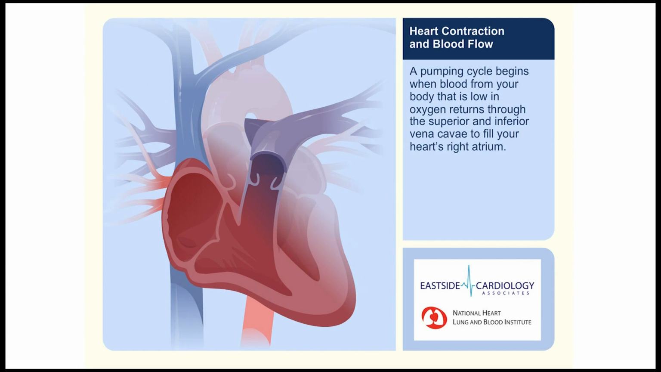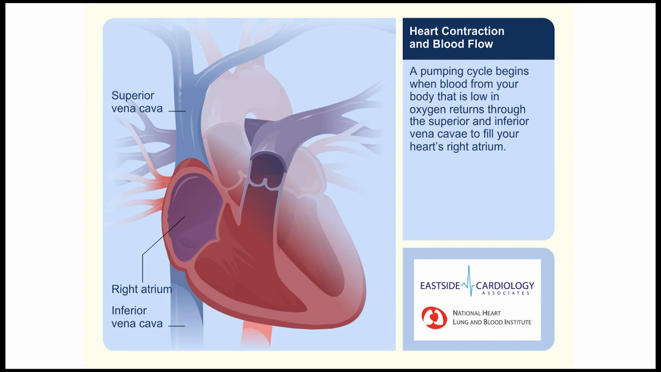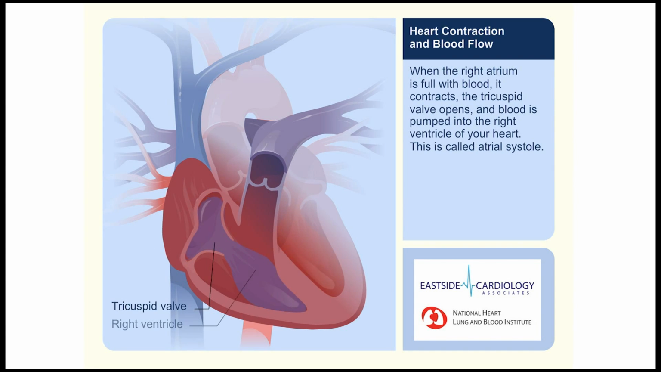A pumping cycle begins when blood from your body that is low in oxygen returns through the superior and inferior vena cava to fill your heart's right atrium. When the right atrium is full with blood, it contracts, the tricuspid valve opens, and the blood is pumped into the right ventricle of your heart. This is called atrial systole.